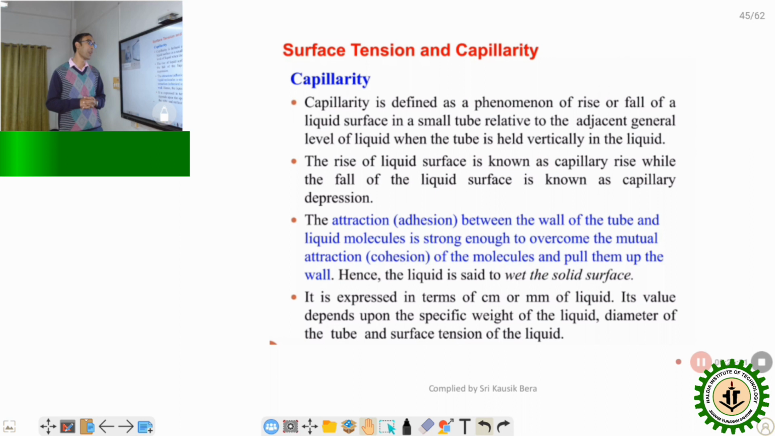Adhesion between the wall of the tube and the liquid molecules is strong enough to overcome the mutual attraction, that means the cohesion of the molecules, and pull them up the wall. Hence the liquid is said to wet the solid surface. It is expressed in terms of centimeter or millimeter of liquid. The value depends upon the specific weight of the liquid, the diameter of the tube, and the surface tension of the liquid.